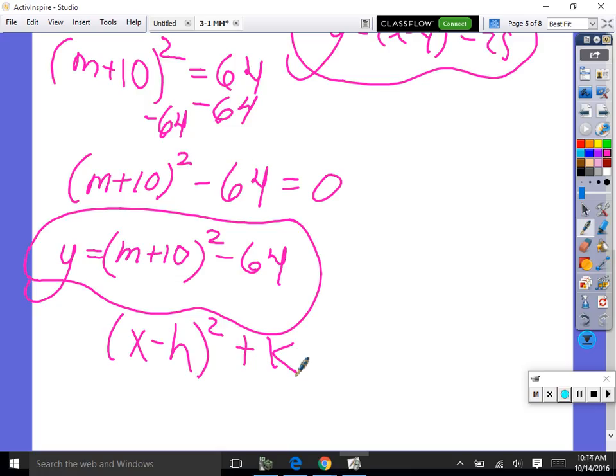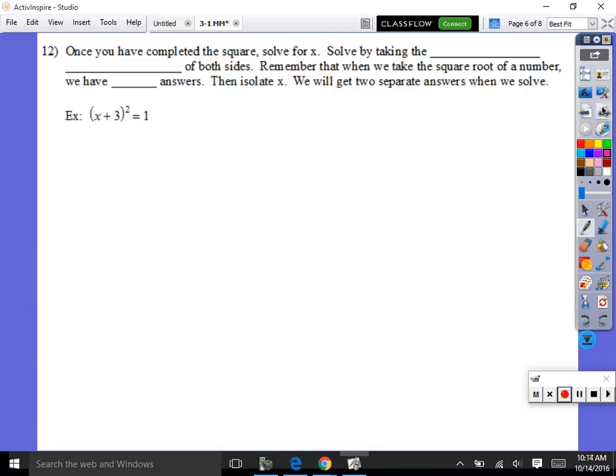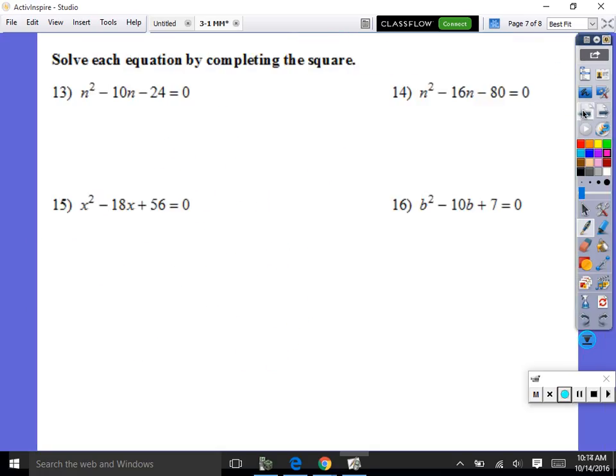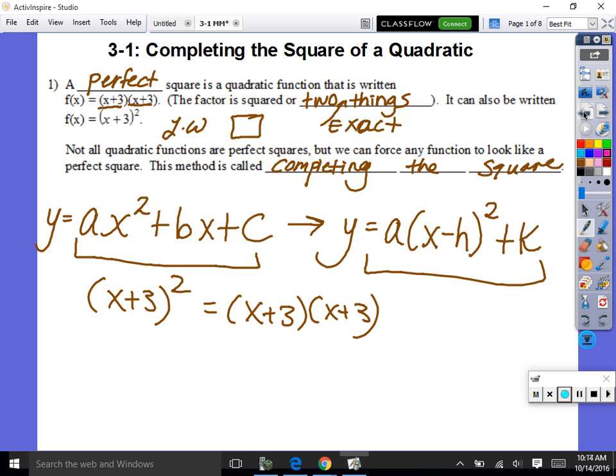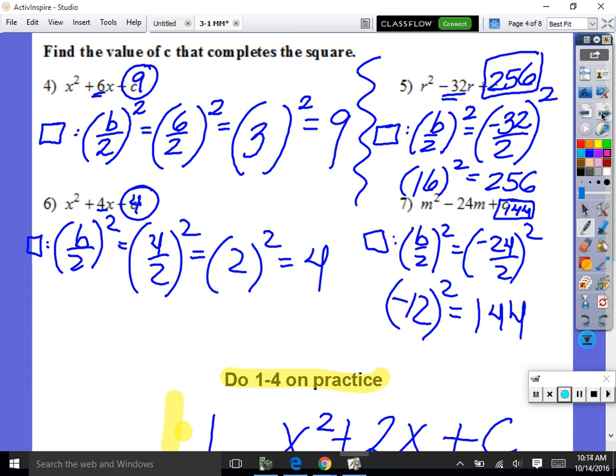Is everybody good? Do you want to practice on your own, or do you want another one? Okay, awesome. I'm going to have you do, on your paper, I think it's 5 through 8. So do 5 through 8. I'm going to go back and leave out my example for you.